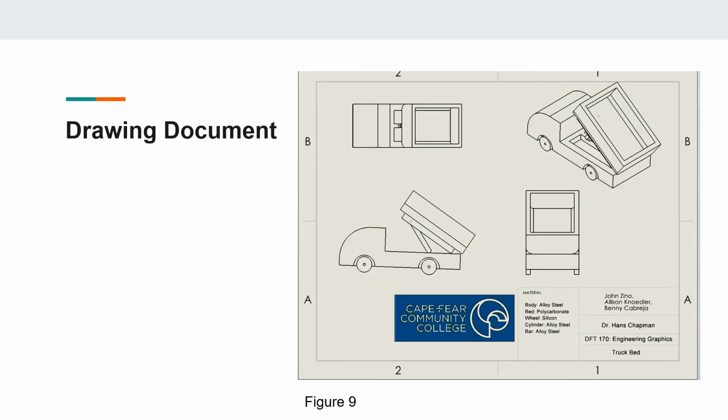This is our drawing document. You can see our front, side, and top views, while the isometric view allows a 3-dimensional view so you can apply it to real life and see how this would actually be used for job sites, work sites, and you can kind of see how this thing could be used for carrying loads anywhere you need to go.